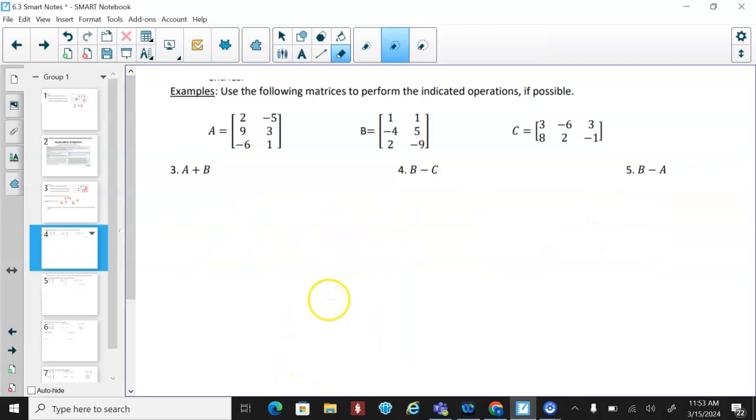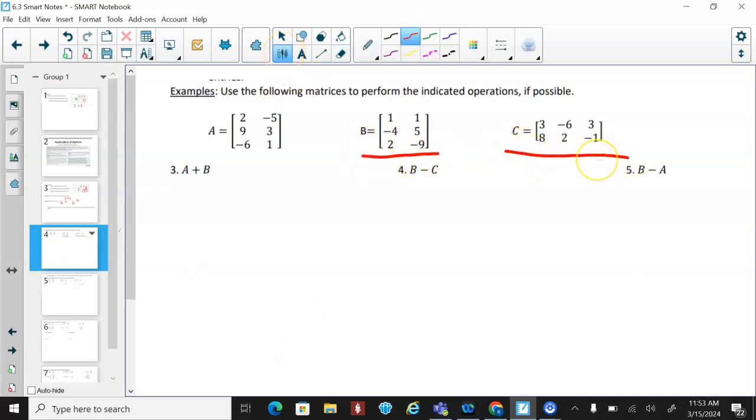All right. Now for number 4, we have a matrix B and a matrix C. So we are not able to subtract them from each other because they are different shapes. This is a 3 times 2 matrix dimensions. This is 2 times 3, okay? So they are different shapes, so we are not going to be able to perform that one. All right, so we're going to move on to number 5.